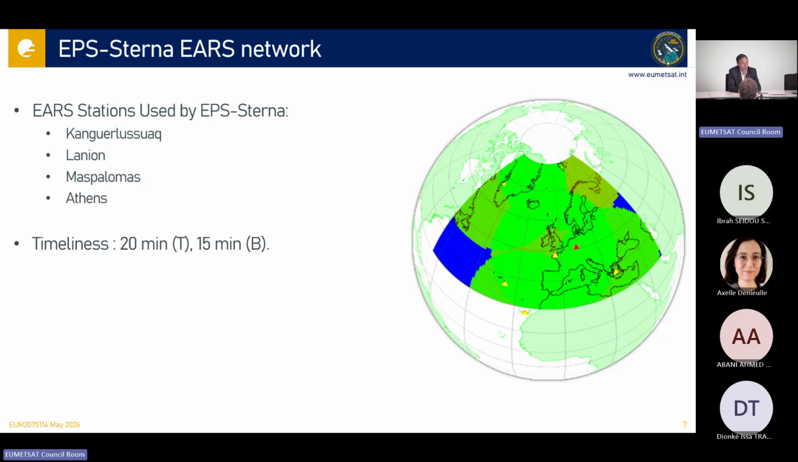This is just showing what we are using in terms of regional stations. So Kangerlussuaq, Lanyon, Maspalomas, and Athens. Svalbard is not there, because we will use the dedicated antenna we have for Sterna, which will acquire both stored mission data and direct broadcast data. And of course, timeliness will be, as I mentioned, below 20 minutes, between 20 and 15 minutes.